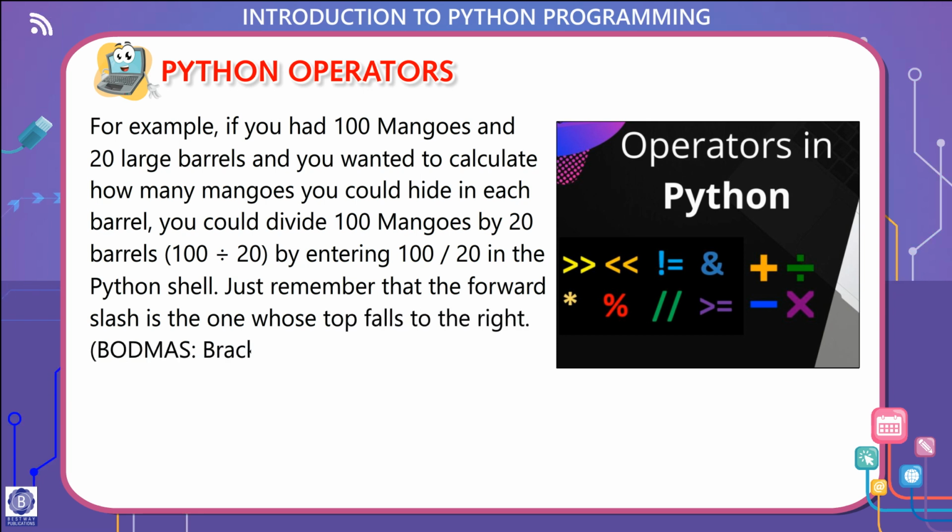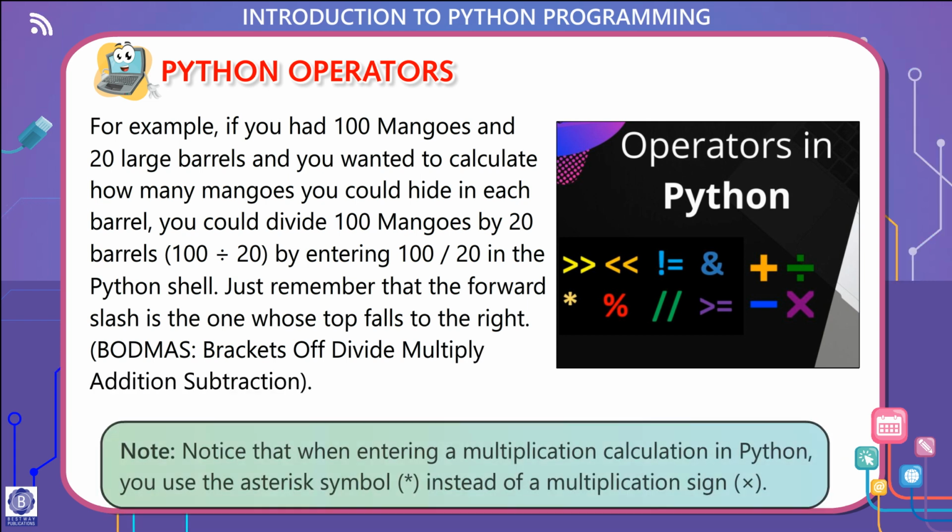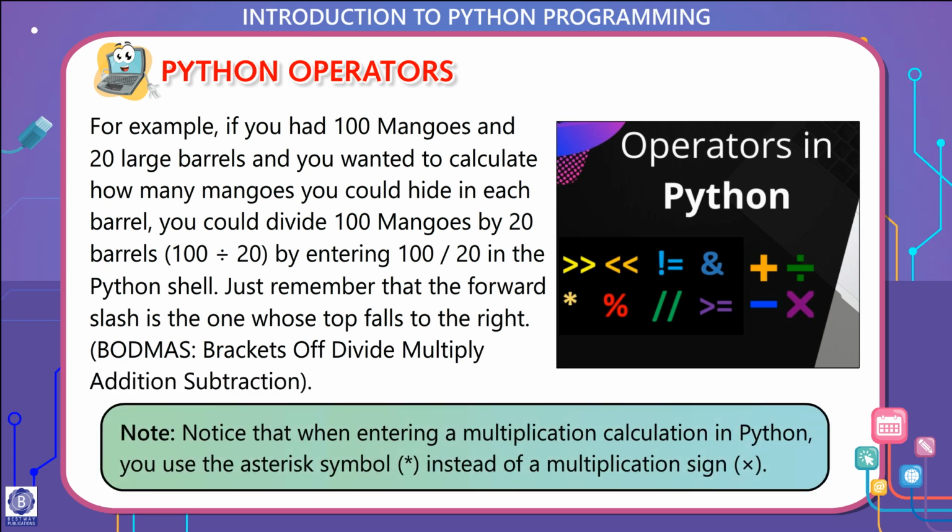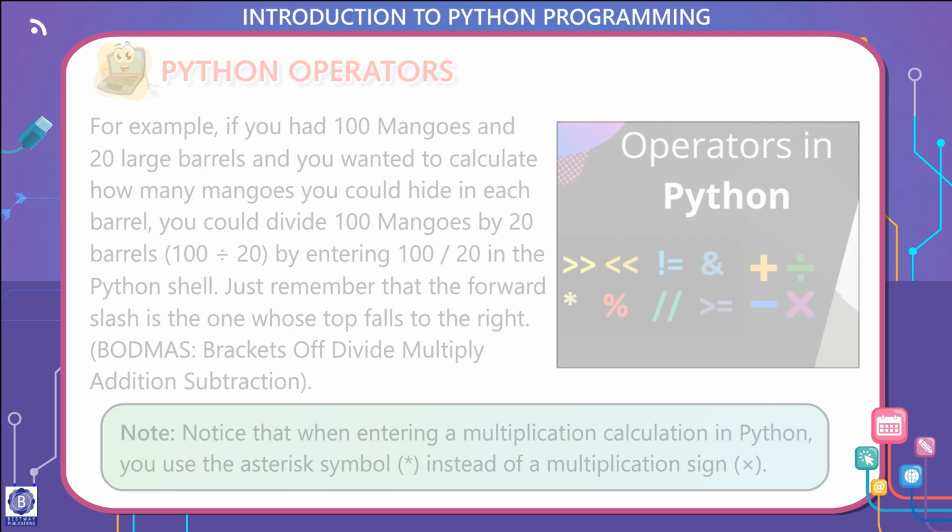BODMAS: brackets, of, divide, multiply, addition, subtraction. Note: notice that when entering a multiplication calculation in Python, you use the asterisk symbol instead of a multiplication sign.